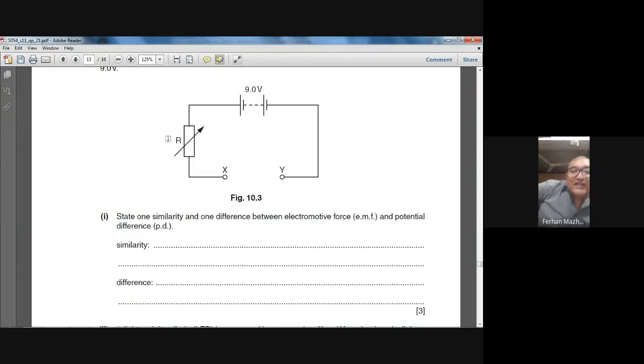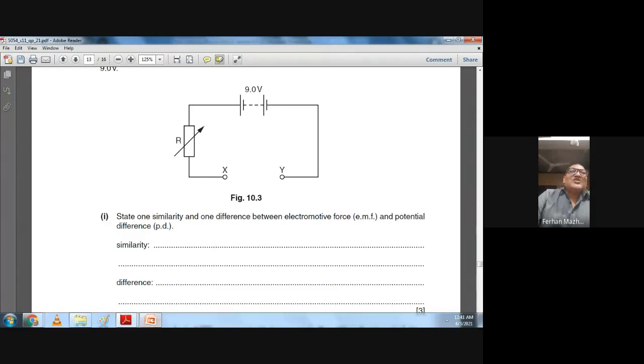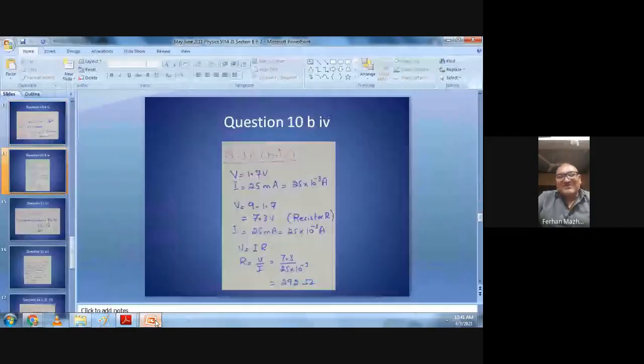Now, if you know the voltage drop across the variable resistor and you know the current flowing through the variable resistor, using V equals IR, R will be equal to V divided by I. You will be able to tell the resistance of the variable resistor. So let me show you my work. I tried to explain to you how this is done.